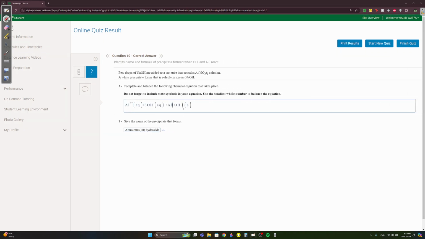Question 10. A few drops of NaOH are added to AlNO3. A white precipitate forms that is soluble in excess NaOH. Complete and balance. What white precipitate forms with aluminium that is soluble in NaOH?